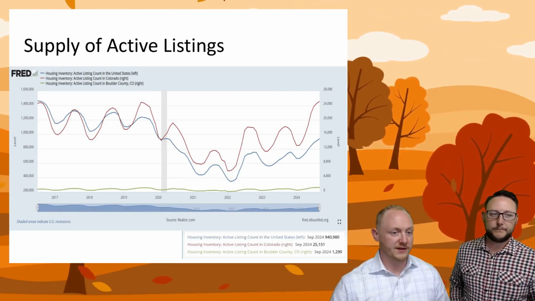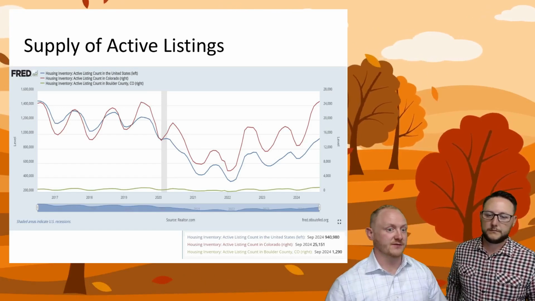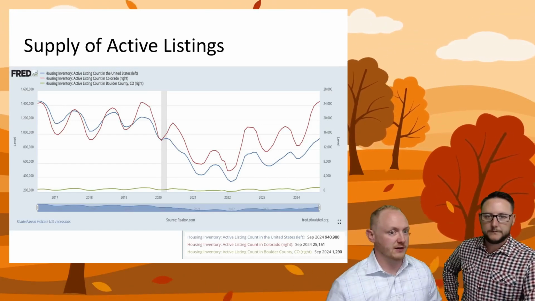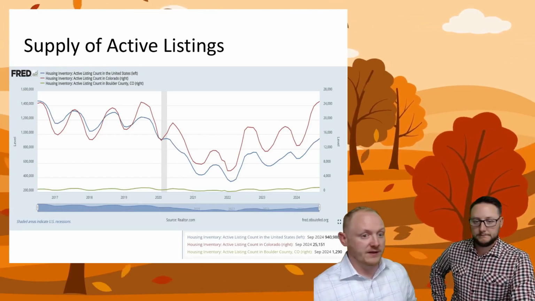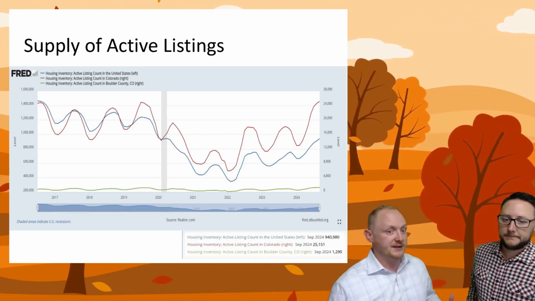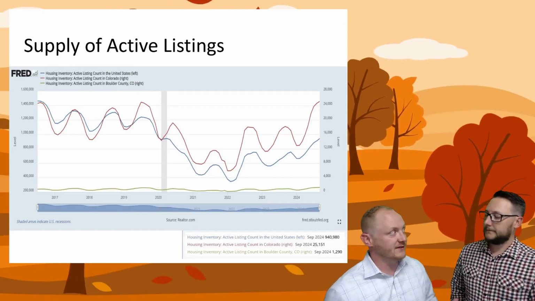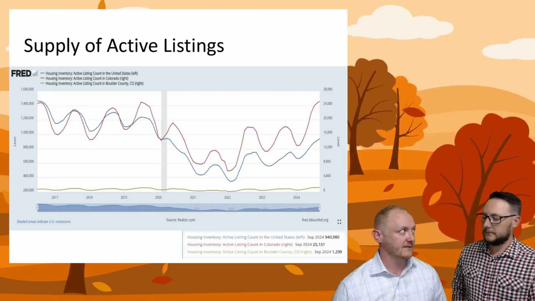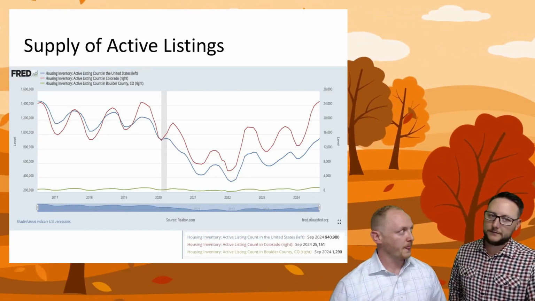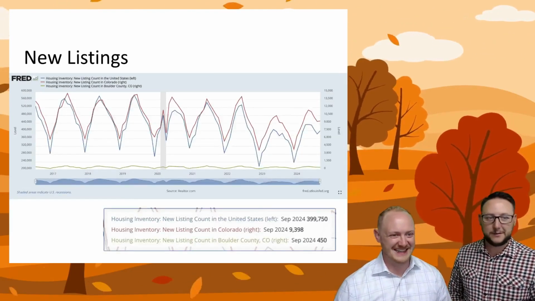Mm-hmm. Yeah, and we can see those supply of actives really changing, especially in Colorado versus the nation. Yep. Because we appreciated a lot faster over the last decade than a lot of the areas in the Midwest or even the upper Northeast and even the South. Yeah. So the western region of the country really did accelerate a lot faster. Yeah, we talk about it quite a bit. Check out a lot of the other stuff. Yeah. We talk about it all the time.